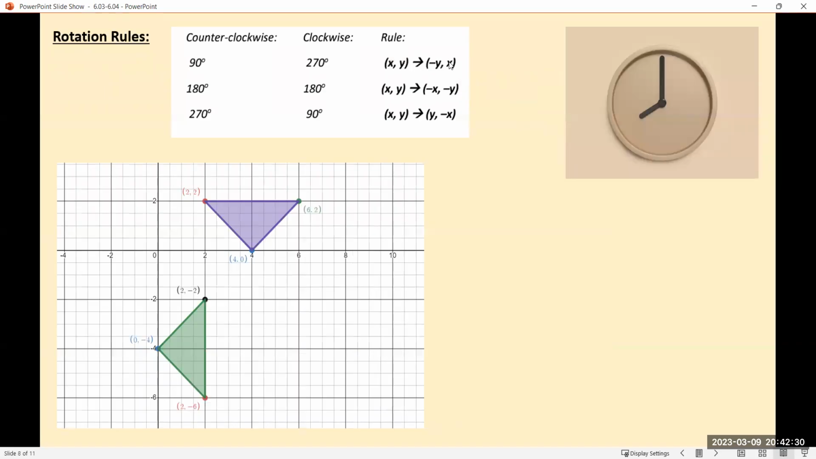All right, so let's look at these rotation rules. These 3 rules, or really 6 rules, are really, really important. Again, make sure you pause this video, write these down. You need to have them for your assignment, for your test. You need to know what these rules are. And pay close attention to counterclockwise and clockwise. They will change, okay? So write these rules down, make sure that you have them.